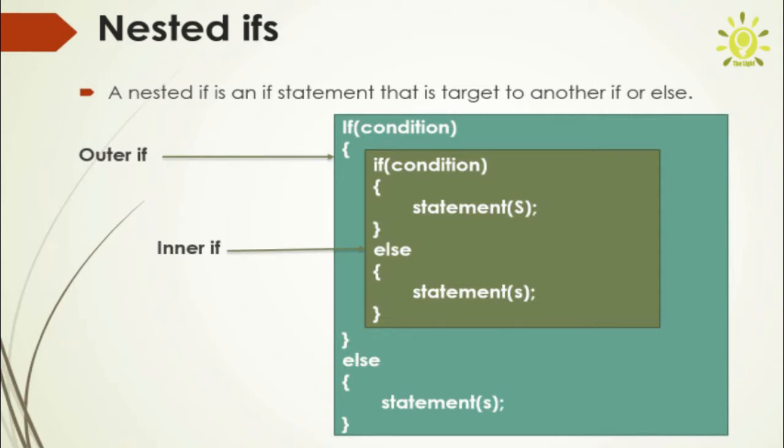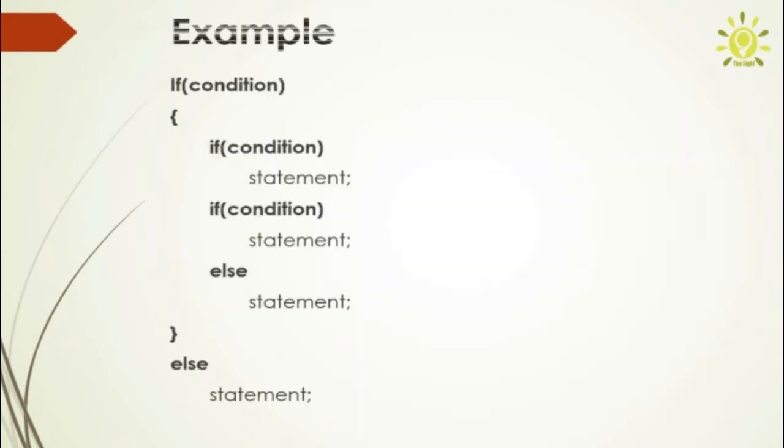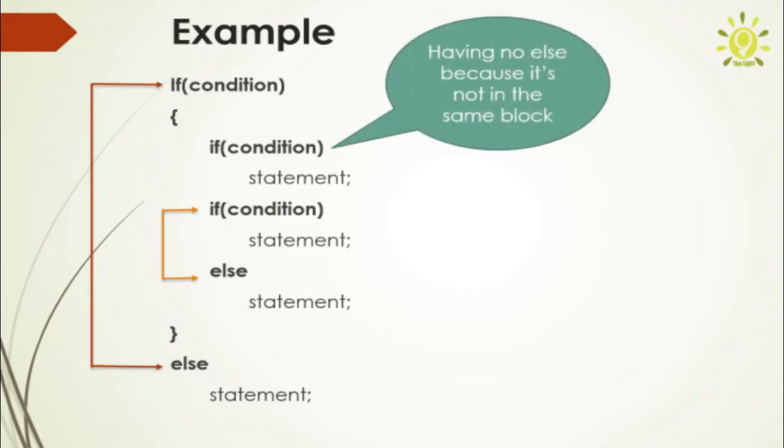So guys, get this point. The main thing to remember is that an else statement always refers to the nearest if statement. Take an example. You can see that here we use two else statements. The last else statement is associated with the first if statement, and the second last else is associated with the third if statement. You can see that the second if statement has no else because it's not in the same block.